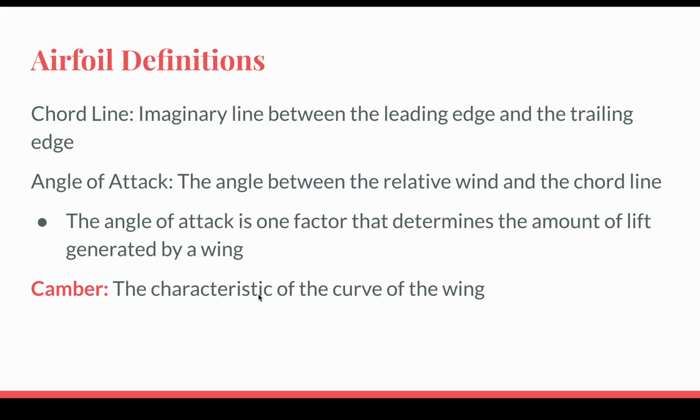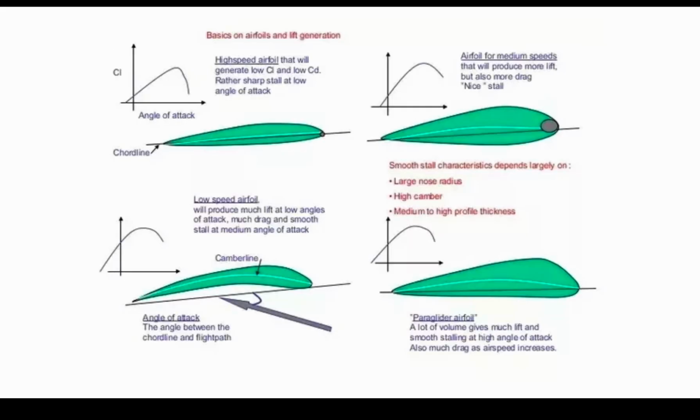The camber is the characteristic curvature of the wing. Different camber for different types of operations. So we'll talk about more of this in class, but if you have a big, fat kind of wing like this, that's meant for gliding. That's meant to generate a lot of lift, but it also creates a lot of drag. If you have something like a high-speed airfoil, you'll see that it's very different. These are both types of wings, but they're just used for different operations.